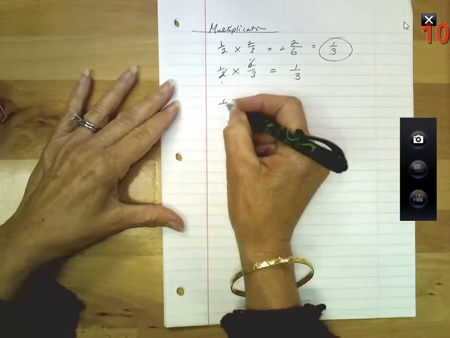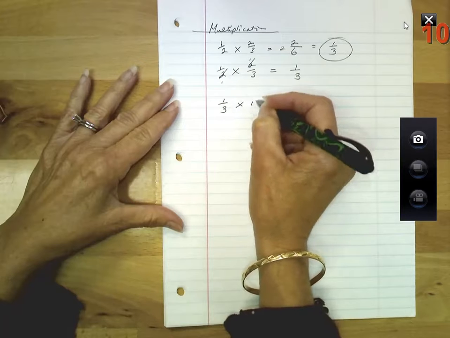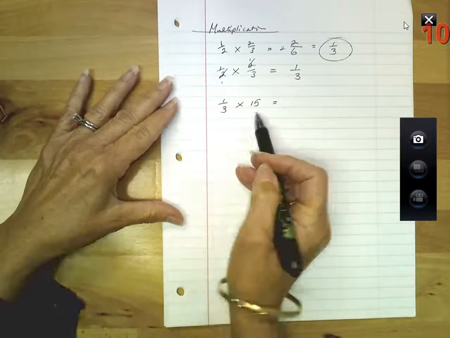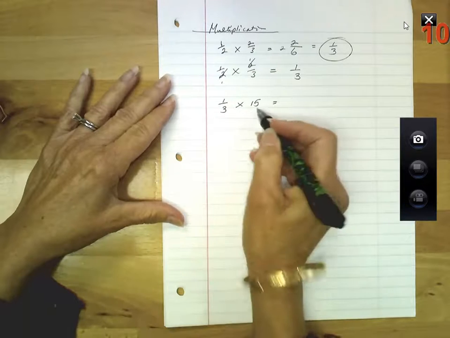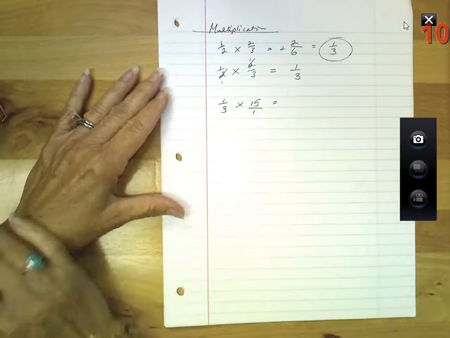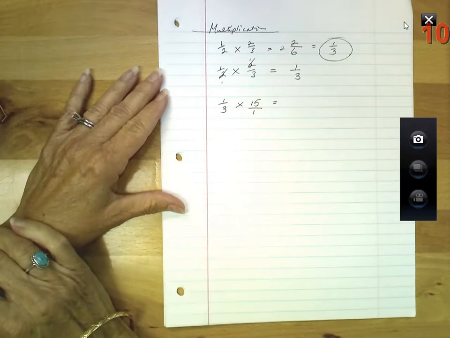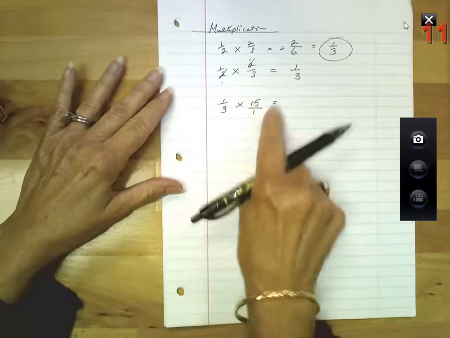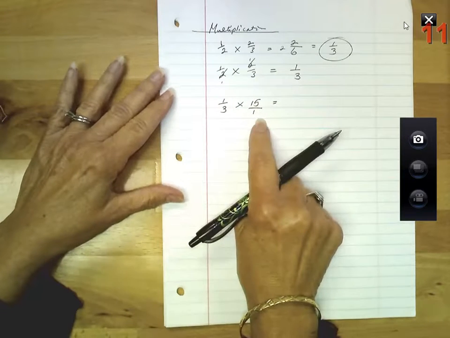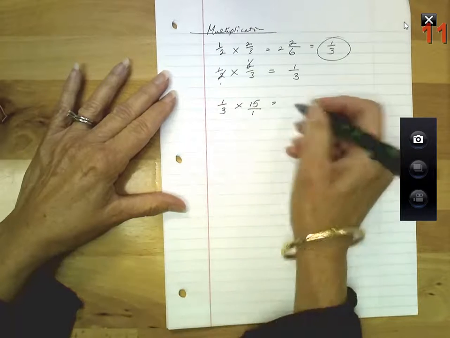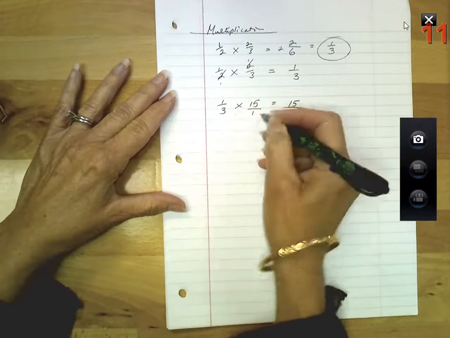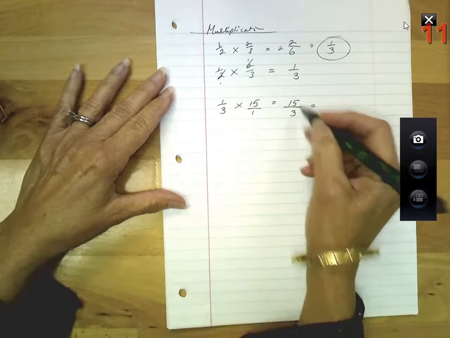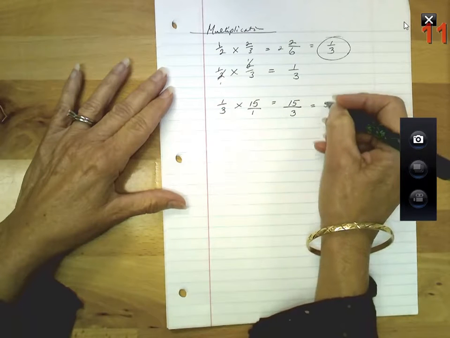Here's another one. 1/3 times 15. If you remember, when you have a fraction times a whole number, you have to make a fraction out of the whole number by putting a 1 under it. That way you can see your numerators and your denominators. It doesn't change anything. So 1 times 15 is 15. 1 times 3 is 3. Simplify it. You can't ever leave it with a numerator bigger than the denominator, so it's a 5.